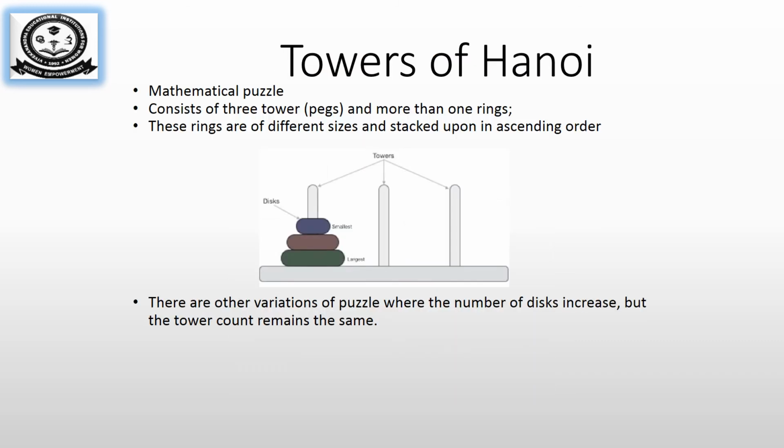The next application of stack is going to be the Tower of Hanoi problem. So this Tower of Hanoi is nothing but a mathematical puzzle. It consists of 3 pegs and more than 1 ring. Pegs are nothing but, on a board, you will be having 3 sticks, and you will be having rings of different sizes.